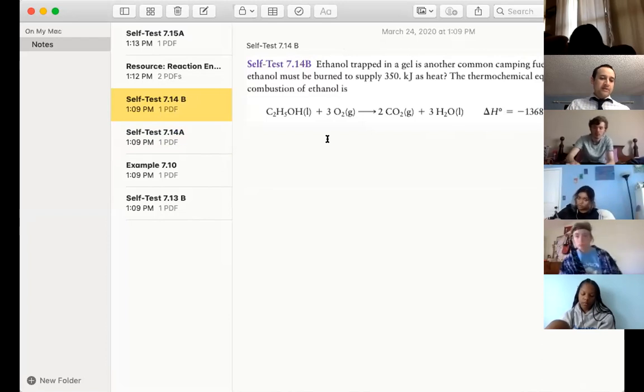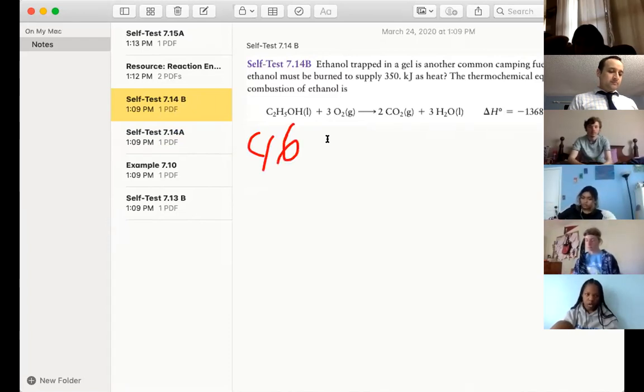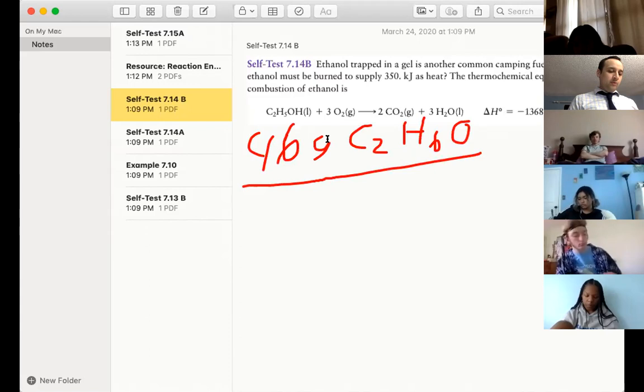Ethanol trapped in a gel is another common camping fuel. What mass of ethanol must be burned to supply 350 kilojoules as heat? The thermochemical equation for combustion of ethanol is, right? And let's just knock out the molar mass calculation right away so nobody has to worry about it. For this one, you've got C2, that's 24, H6, that's 6, so 30, plus 16 is 46. So you've got 46 grams of C2H6O, that's ethanol, per mole.